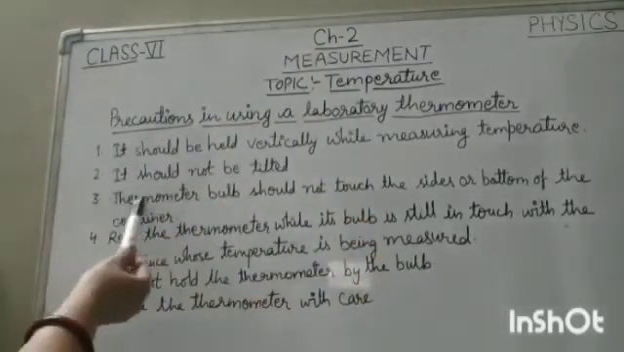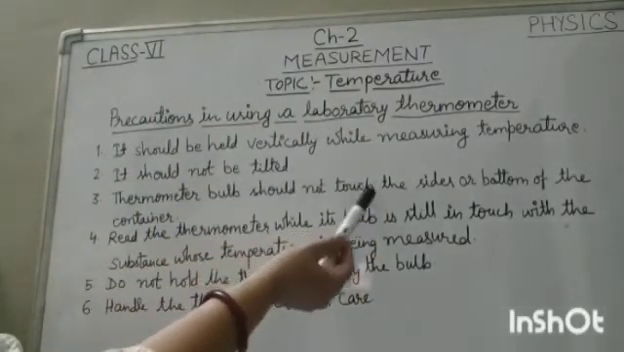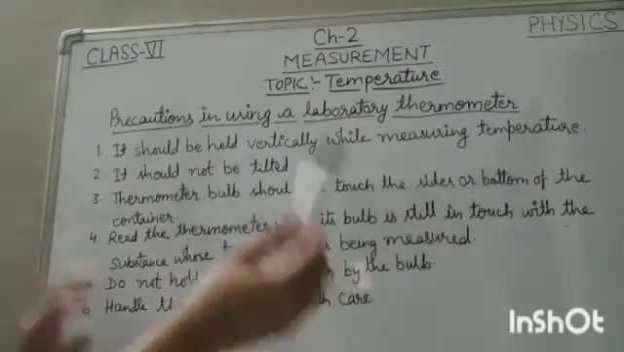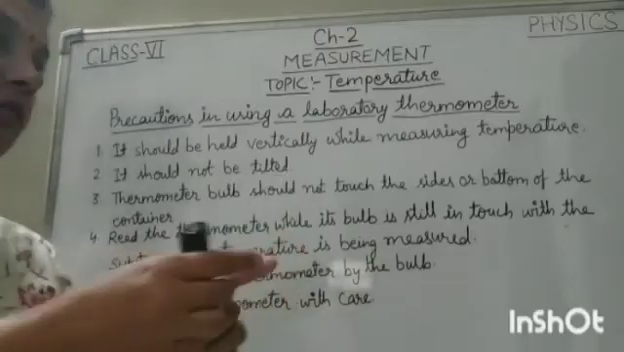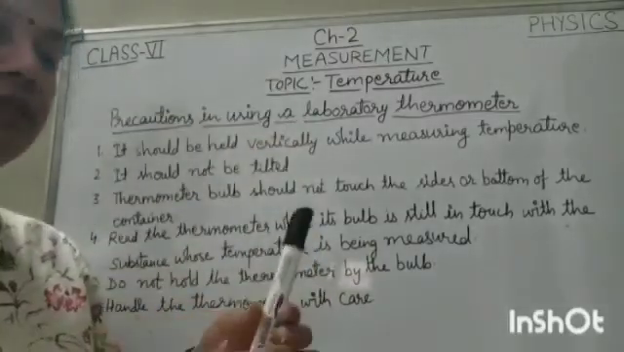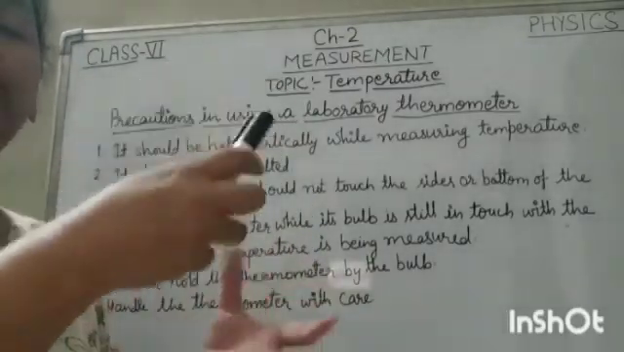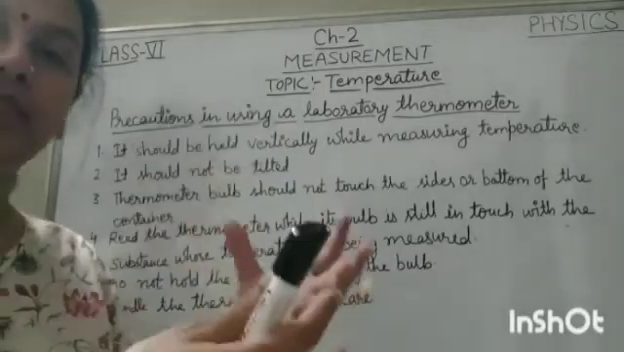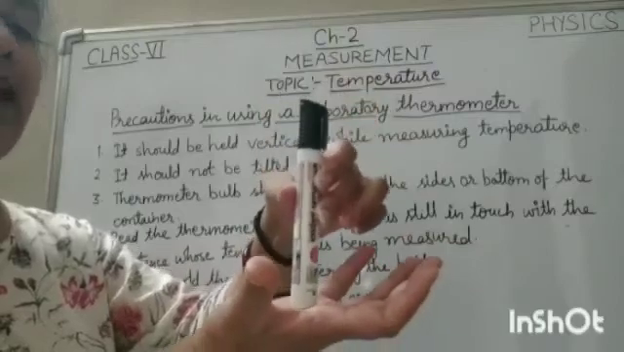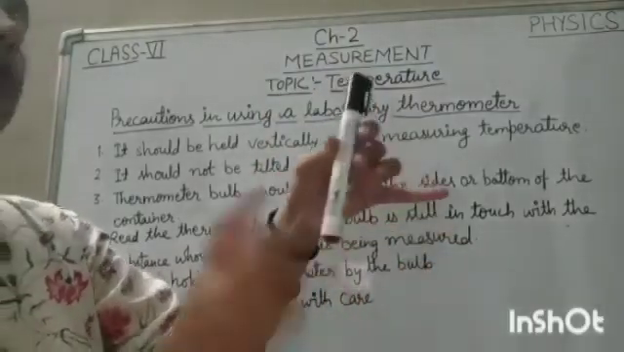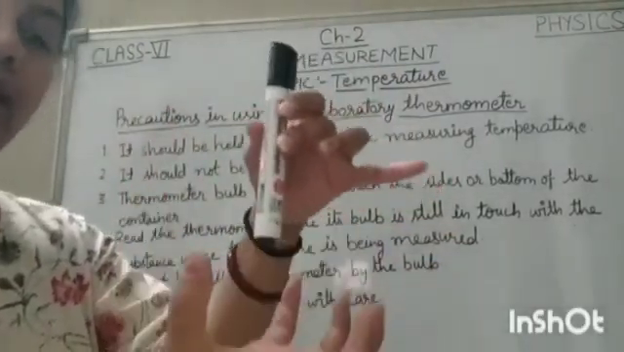Third, the thermometer bulb should not touch the sides or bottom of the container, because a laboratory thermometer is used in laboratories to measure the temperature. For example, if we are measuring the temperature of water, the thermometer should be placed like that. It should not touch the sides or bottom of the container.